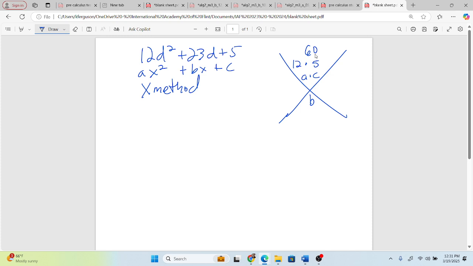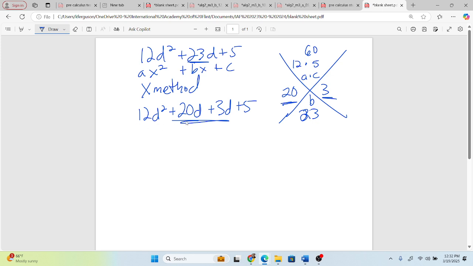And so then I need two numbers that multiply to give me 60, but when I add or subtract them, I get 23. So I got 20 and 3. So now I rewrite my quadratic equation, only I substitute b with these two numbers. So I'm going to say 20d plus 3d plus 5. So I substituted, yes, because I'm about to show you.